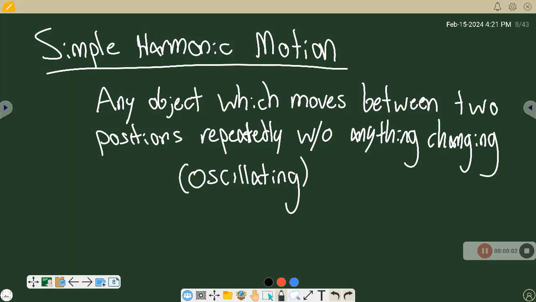All right, here we go. We're talking about simple harmonic motion. I figure a good place to start would be defining what I mean when I say simple harmonic motion. My definition of this term goes like this.